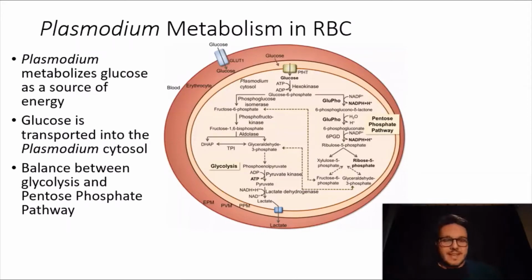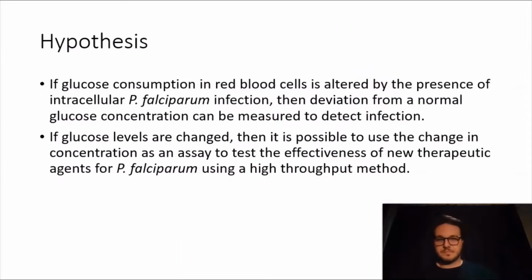So what we're looking at today is the glucose consumption as a source of energy of Plasmodium within the red blood cells. Glucose enters the red blood cell, is transported into the parasite cytoplasm, and utilized by glycolysis and the pentose phosphate pathway in order to replicate rapidly within human cells.